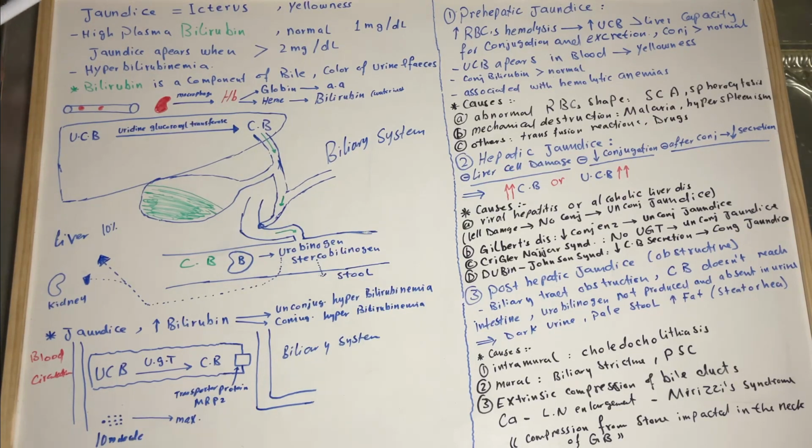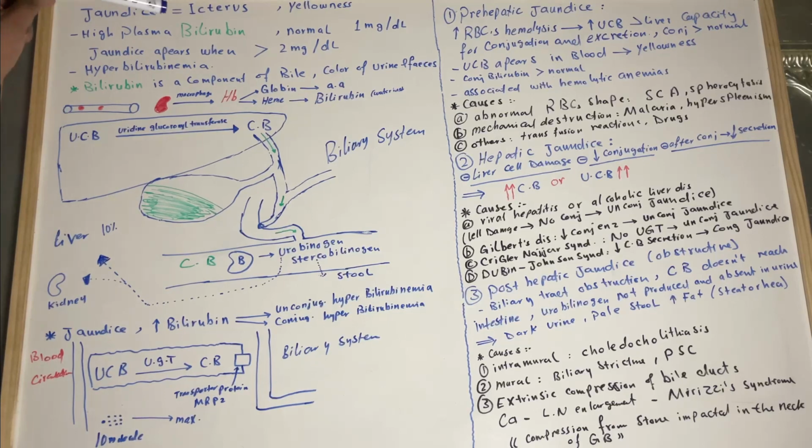So, jaundice or icterus, it's yellowish discoloration of skin, sclera, and mucous membrane. It's all about yellowness or discoloration. Jaundice occurs when we have high plasma bilirubin. The high levels of bilirubin in plasma result in jaundice.